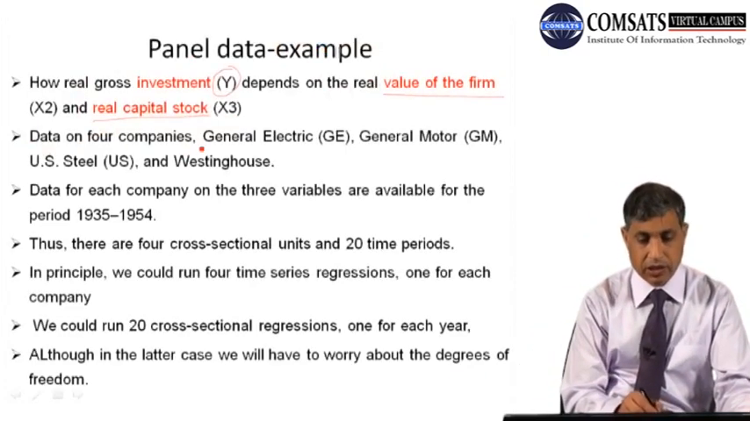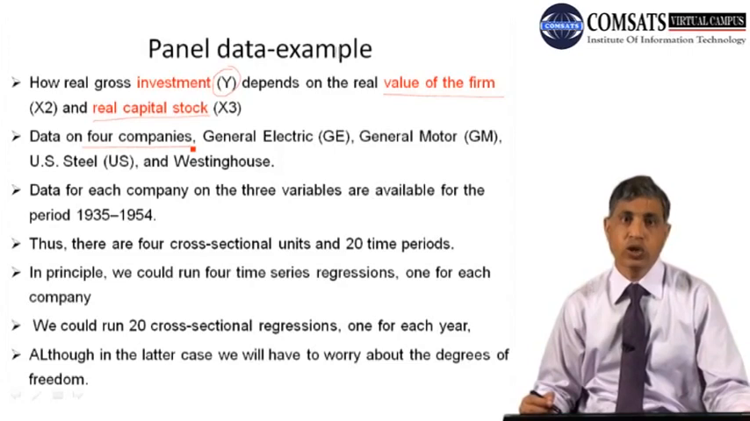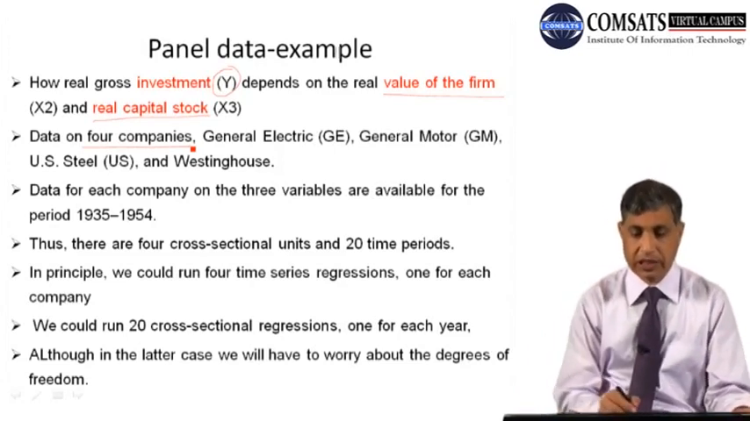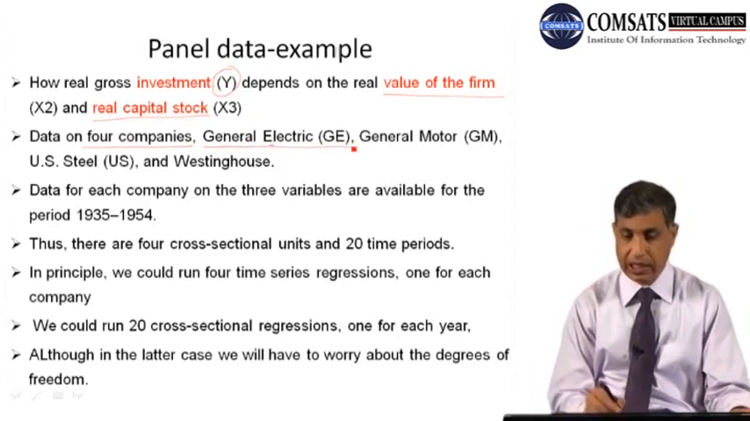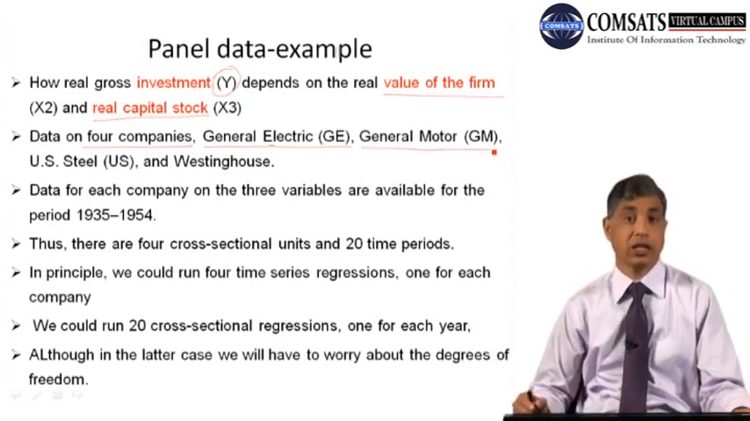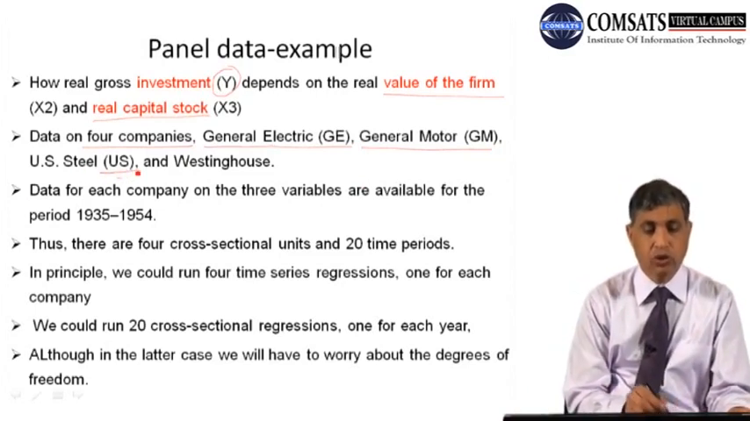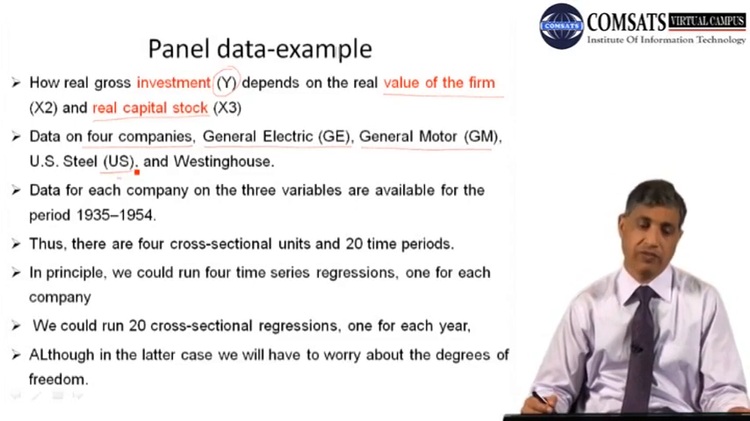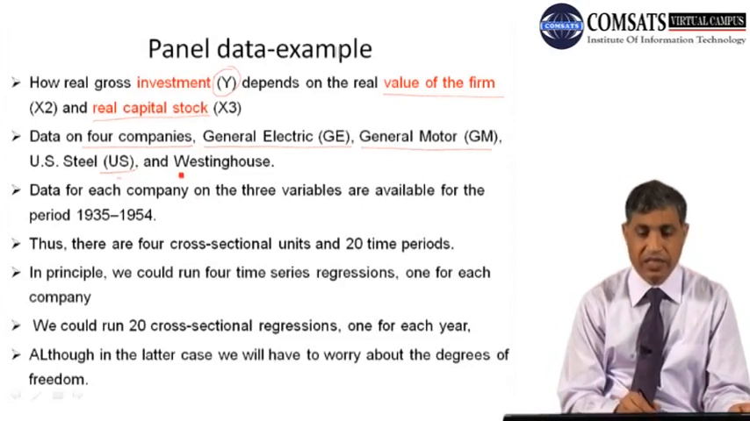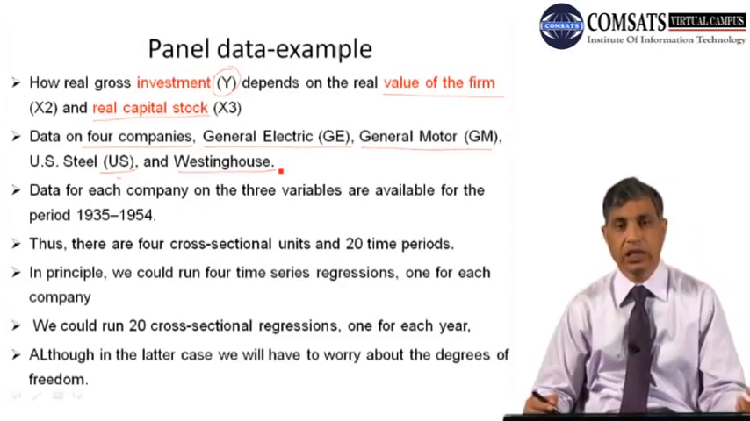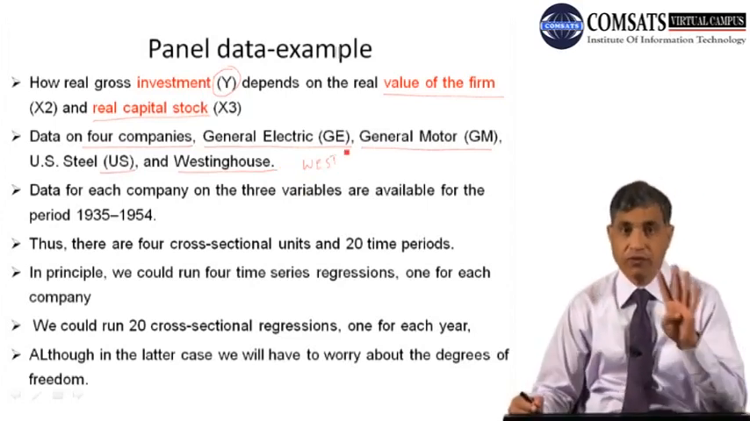We have data on 4 companies, as I am following some books. What are the 4 companies? The first is General Electric, so GE means General Electric. GM means not the general manager like you, but General Motors. And there is US, which means not the United States, but US Steel, a factory or mill in the United States. And Westinghouse, which for simplicity we can write as only West. So there are 4 categories.